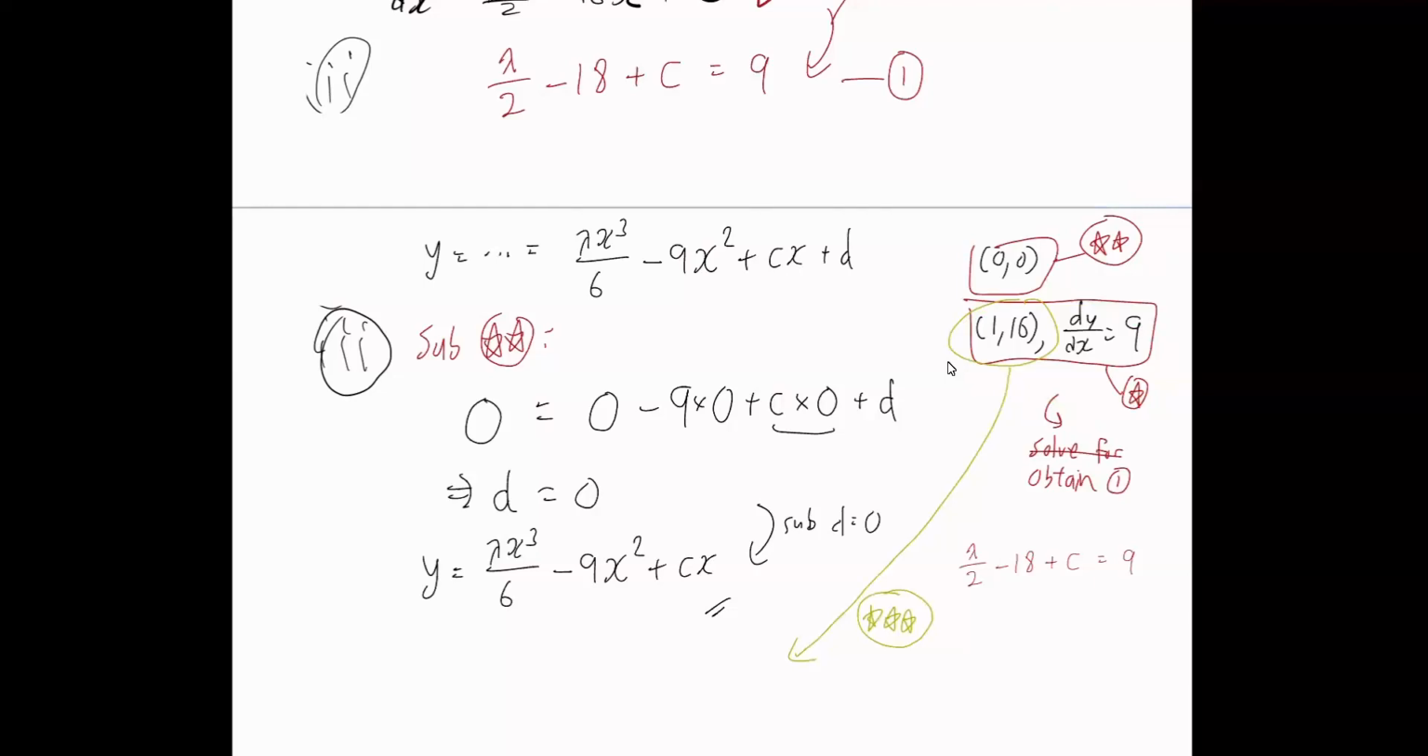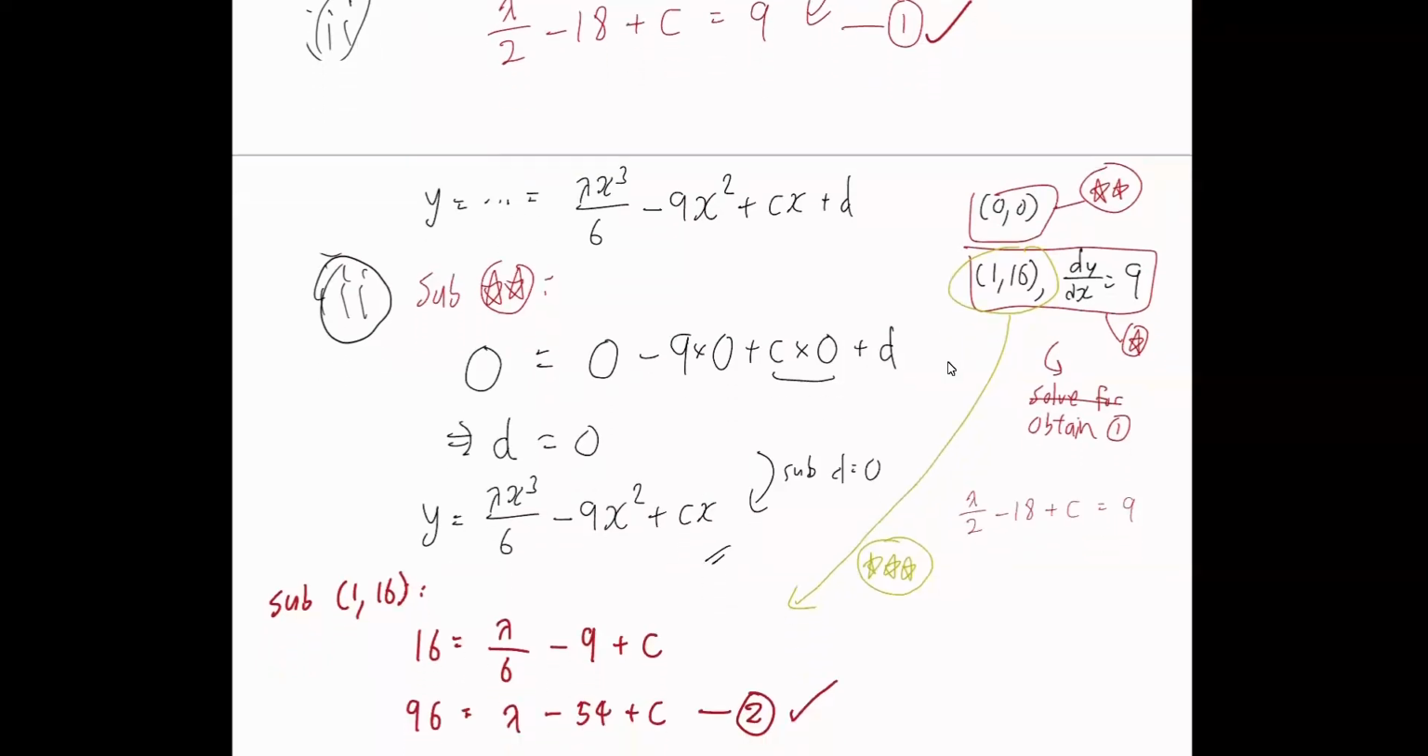So this means that, let me increase the font size first. I can sub in (1, 16). Let's just simplify the equation. So 16 equals lambda times 1 cubed over 6 minus 9 times 1 plus c. Okay, I don't like fractions, so I'll multiply by 6. 96 equals lambda minus 9 times 6, 54, plus c. Equation 2.